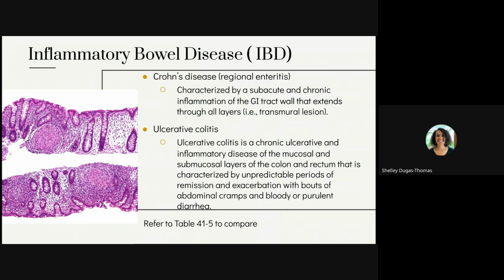Ulcerative colitis is a chronic ulcerative and inflammatory disease of the mucosal and submucosal layers of the colon and rectum that is characterized by unpredictable periods of remission and exacerbation with bouts of abdominal cramps and bloody or purulent diarrhea. The inflammatory changes typically begin in the rectum and progress proximally through the colon.